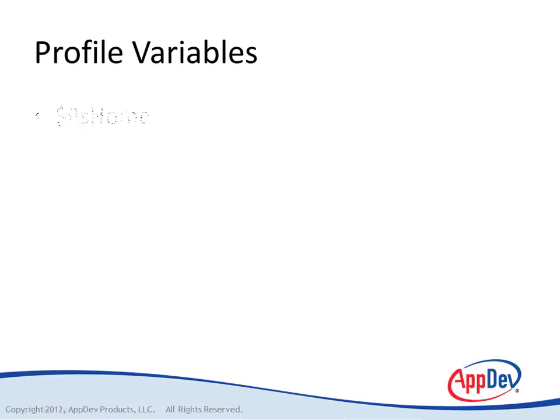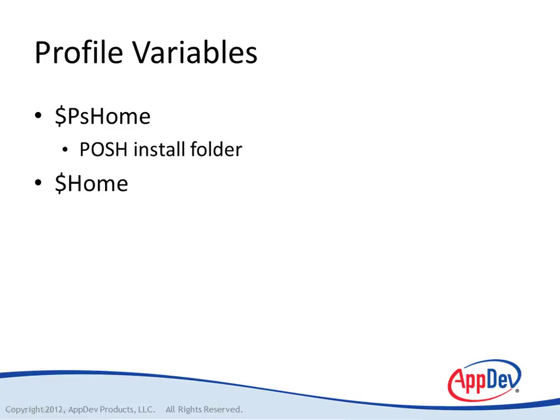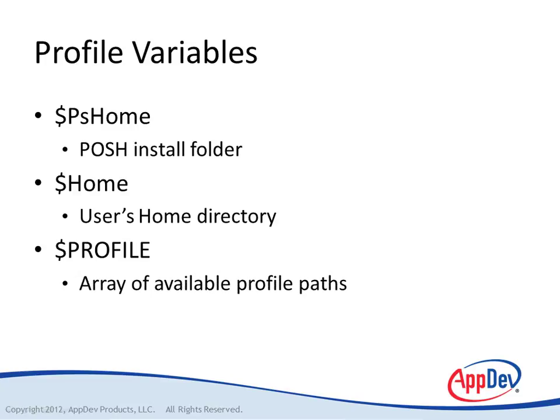The first one is the PSHome variable, and this is the PowerShell install folder. So this is a pretty handy variable that you can use for many things aside from just profiles. If you need to know the user's home directory, you can use the Home variable. And then finally we have the Profile variable, which contains an array of the available profile paths.